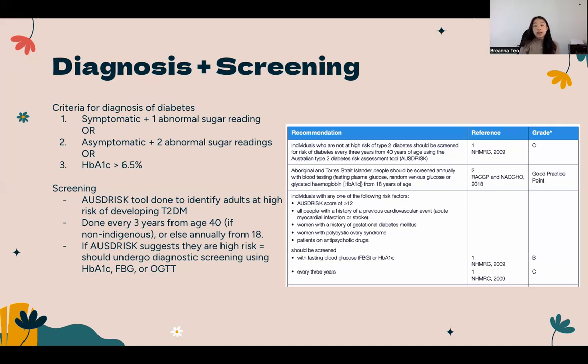In terms of screening and how often we do it, we can use the AUSDRISK tool. This is just a questionnaire, and you put in the patient's details, and it tells you the risk of diabetes and how often we should test them. However, normally we do it every 3 years from the age of 40 if they're non-Indigenous, or annually from 18. And again, if AUSDRISK suggests that they're high risk, they undergo diagnostic screening using the HbA1c, fasting blood glucose, or an OGTT as well.